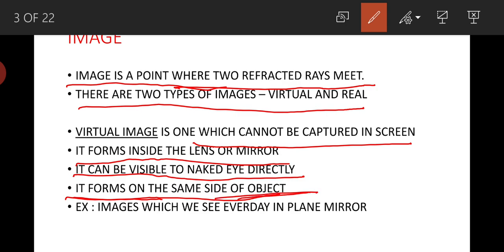The best example for virtual image is the image which you see of your face every day in the mirror. Every day before coming to school, you comb your hair by seeing your face in the mirror. The image which you see in the mirror is nothing but virtual image. It will be inside the mirror only. It will not come outside of the mirror. That is why it is called virtual image. It cannot be captured on screen.